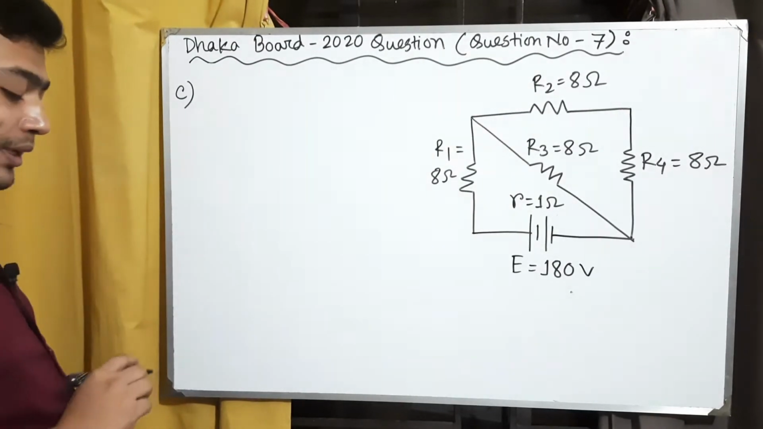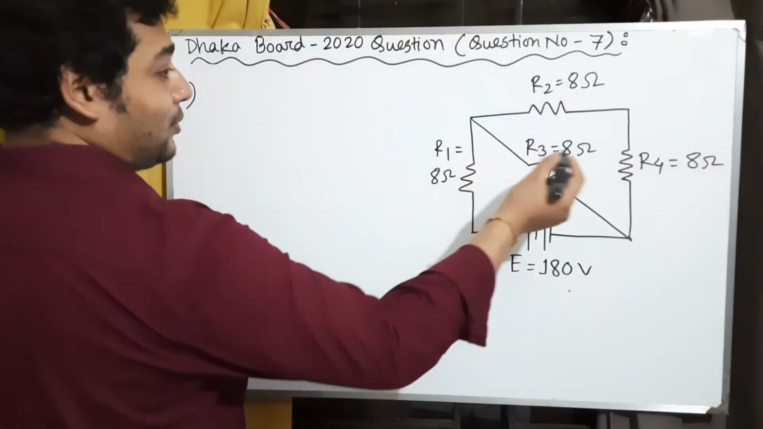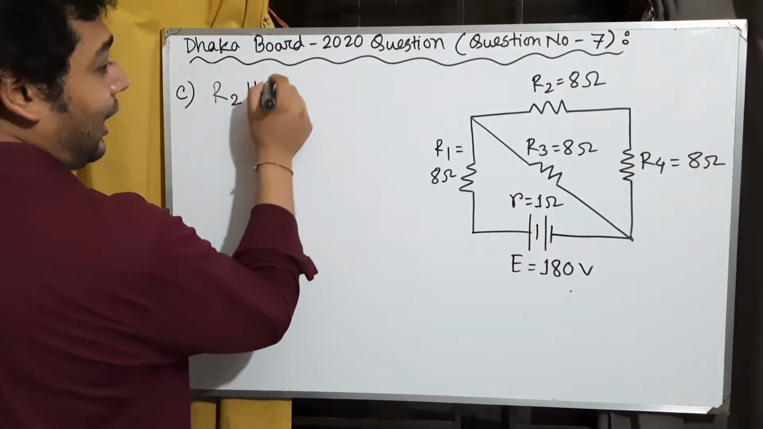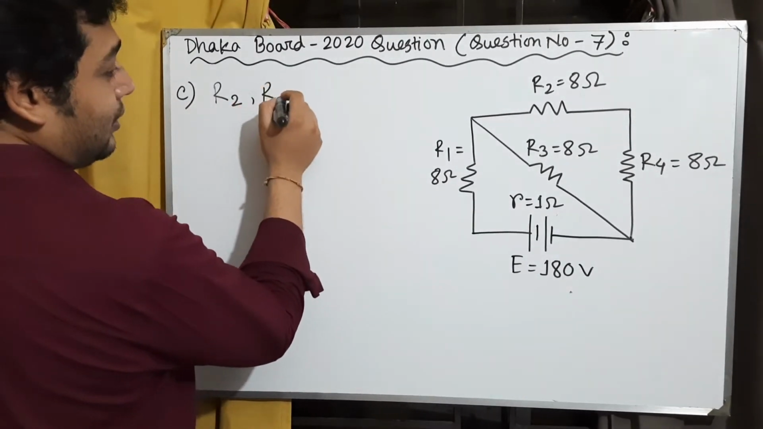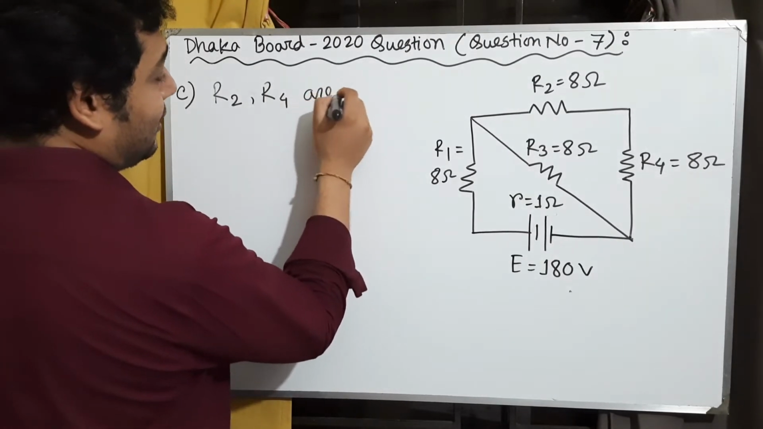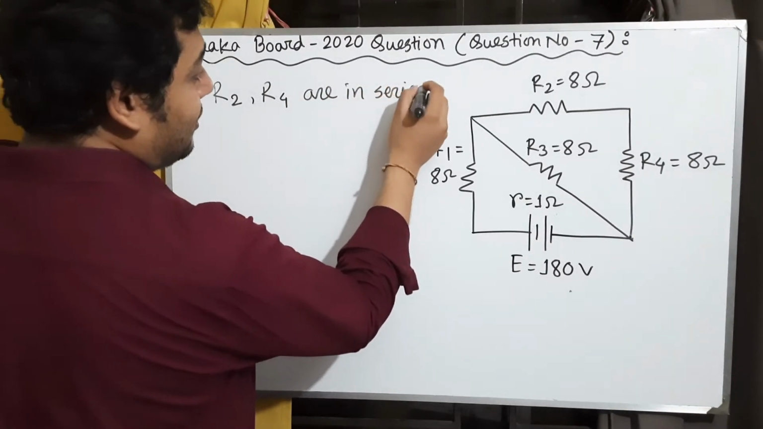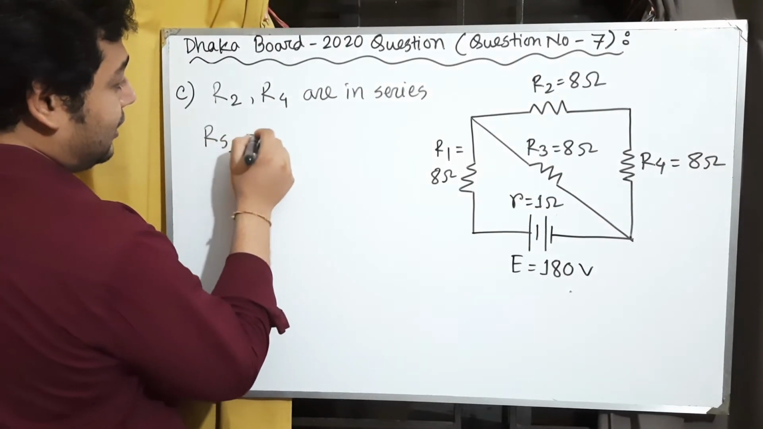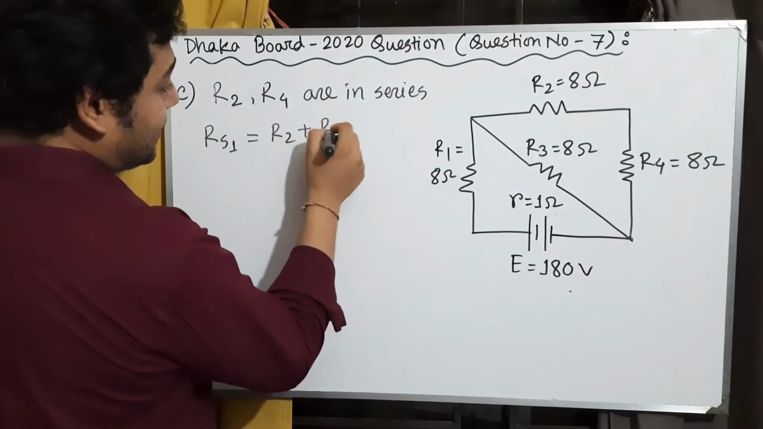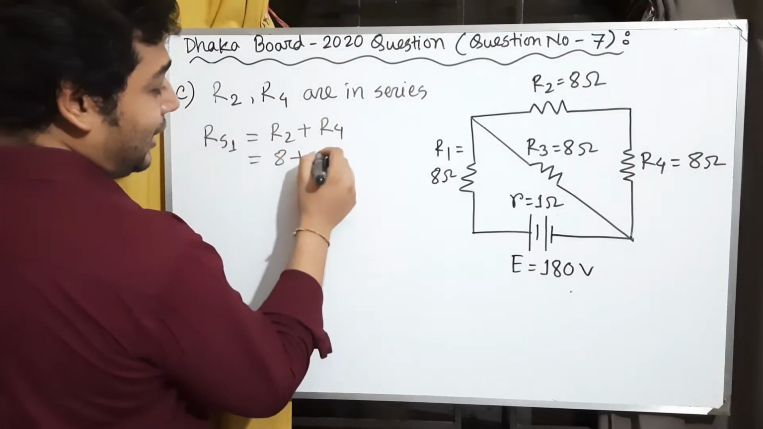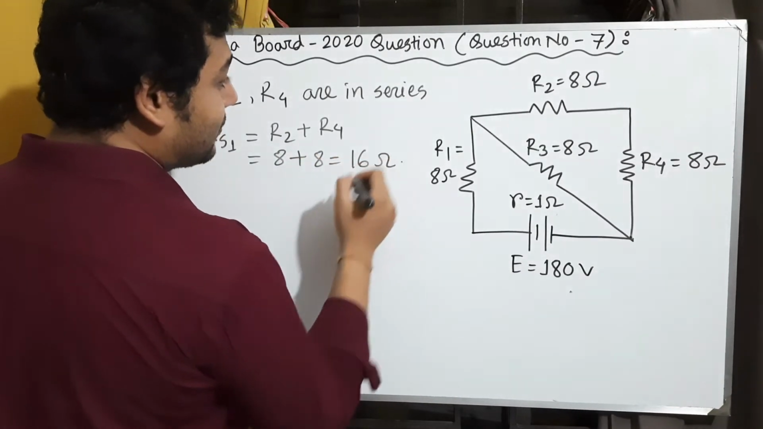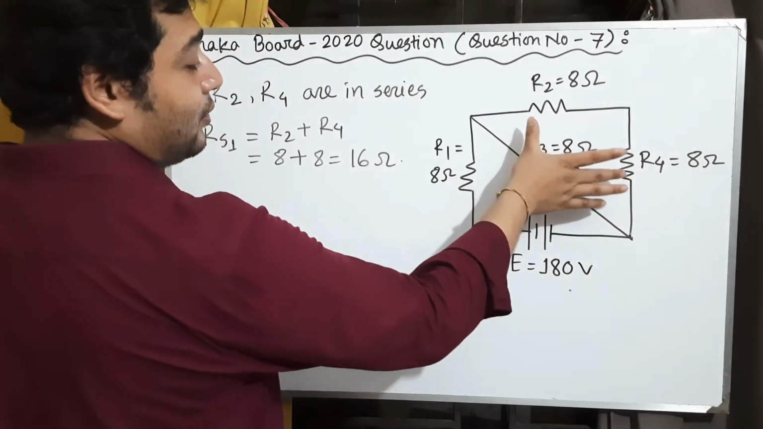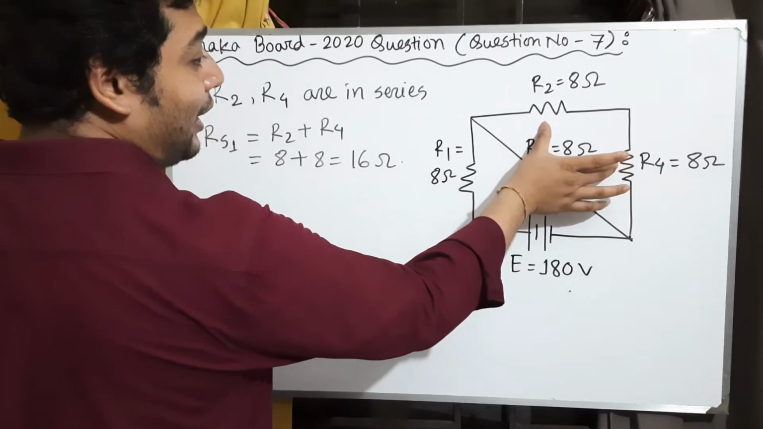Here we see that R2 and R4 are in series. So we can write RS1 equal to R2 plus R4, so 8 plus 8 equals 16 ohm. Here RS1 is the first equivalent resistance for R2 and R4.